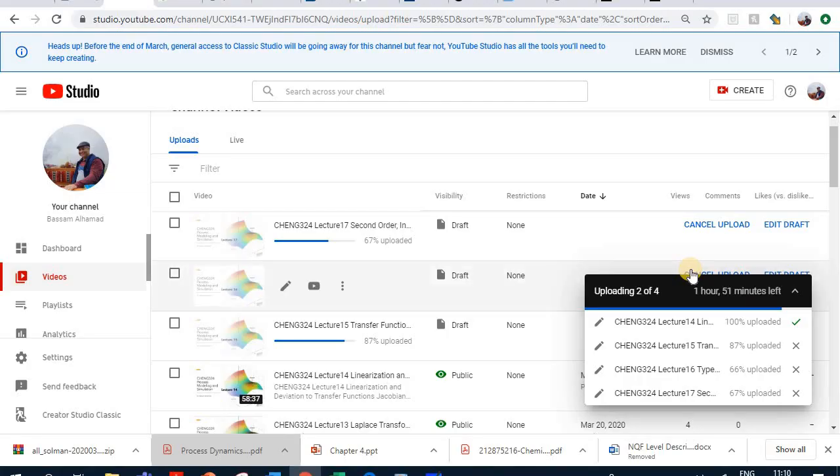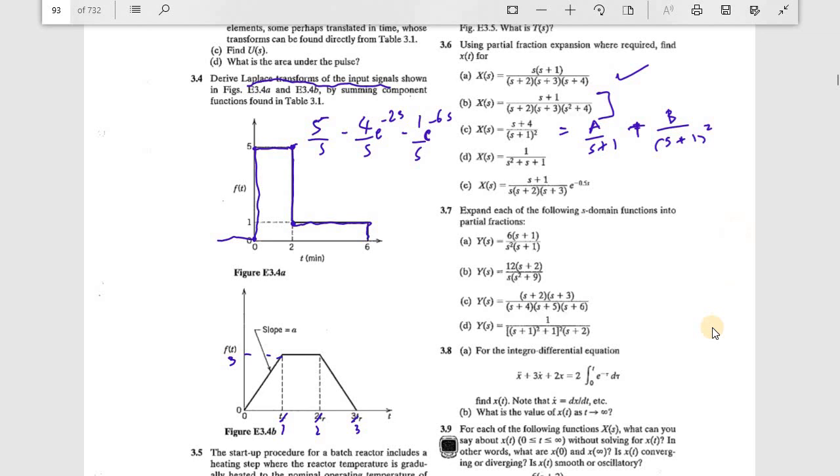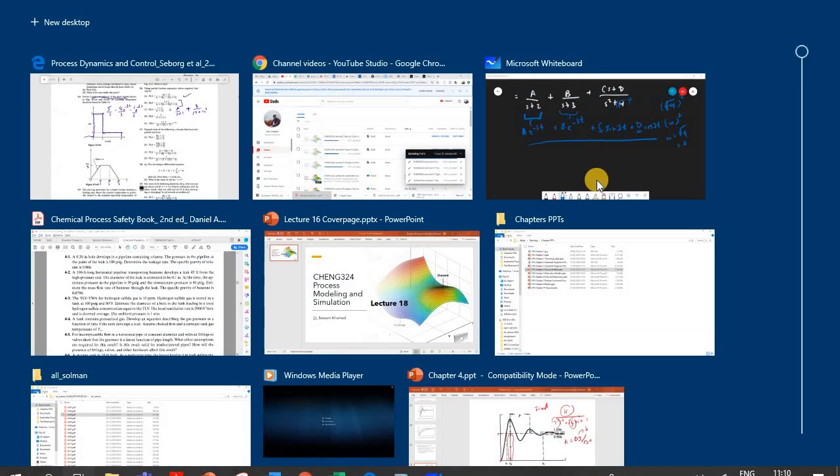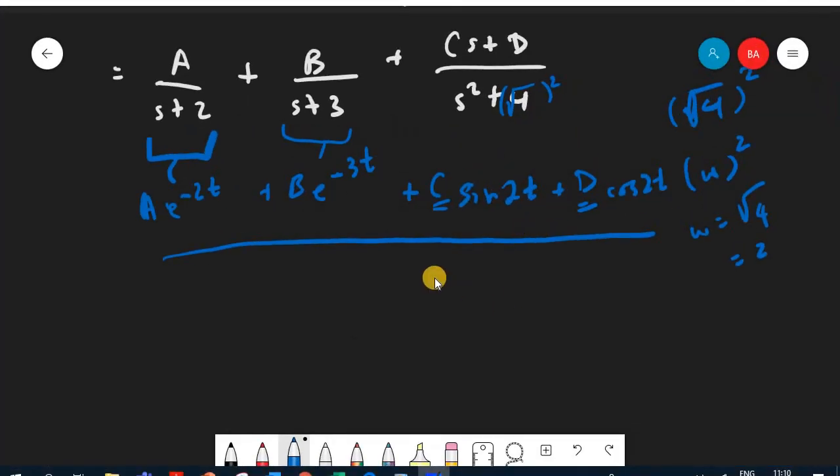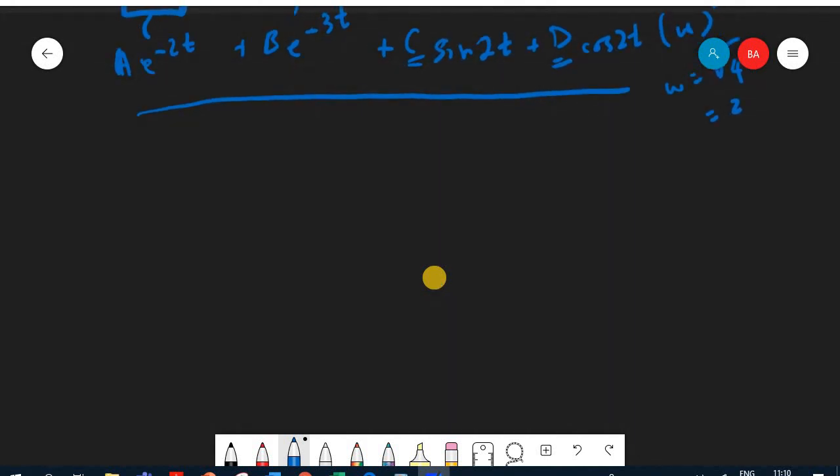So if I go to D, I think it's a good idea to solve for D. So what do I have here? The problem says that, this is part D, X of s is equal to 1 over s squared plus s plus 1.